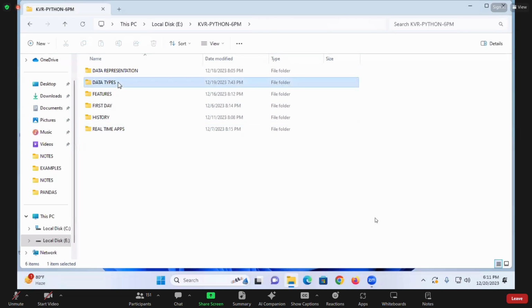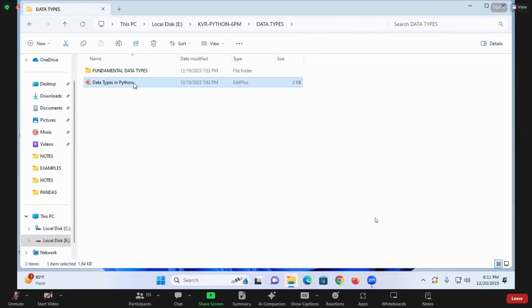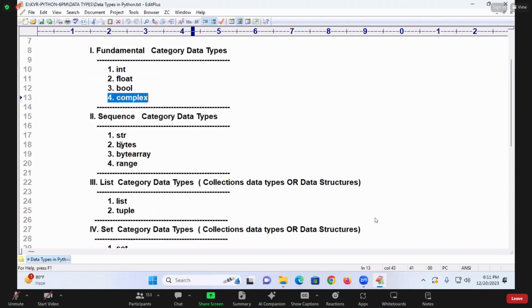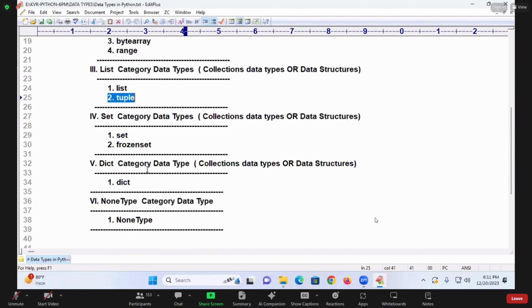How many data types are there in Python? 14 data types. Can you repeat that once? Int, float, bool. Slowly. Stop, all of you. Don't shout. Be rhythmic, right? Start. Int, float, bool, complex, str, bytes, bytearray, range, list, tuple, set, frozenset, dict, and NoneType.